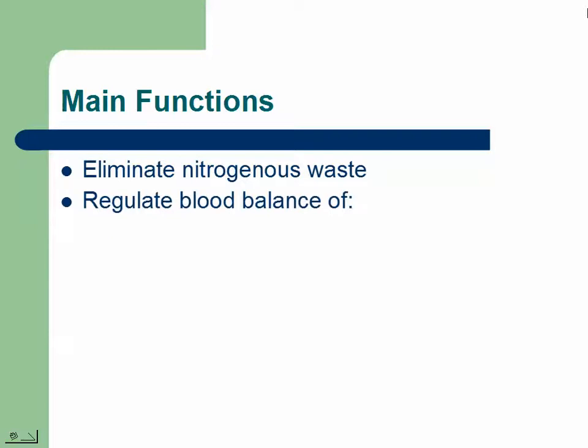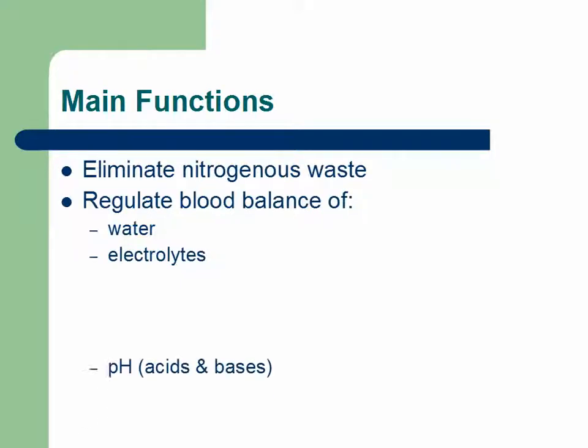The second thing it's going to do, and this is where homeostasis comes in, is regulate balance of a lot of things in our blood. It's going to make sure we have the right amount of water in our blood, the right amount of electrolytes. Remember, those are the salts, the ions like sodium and potassium that we need. It's going to balance those out in our blood, and it's going to keep the pH balance of our blood, how many acids and how many bases we have.